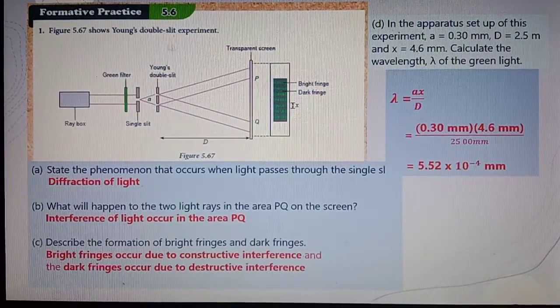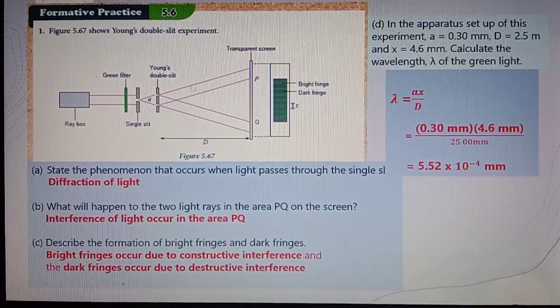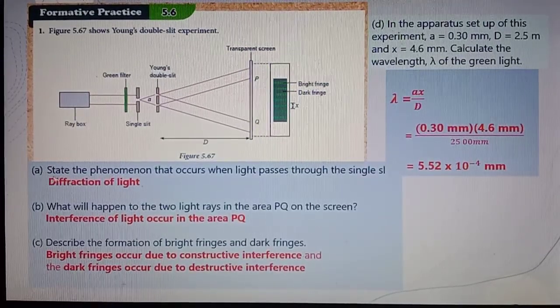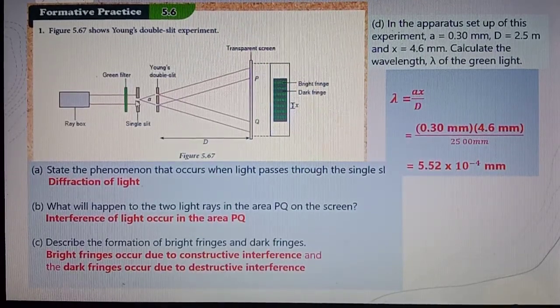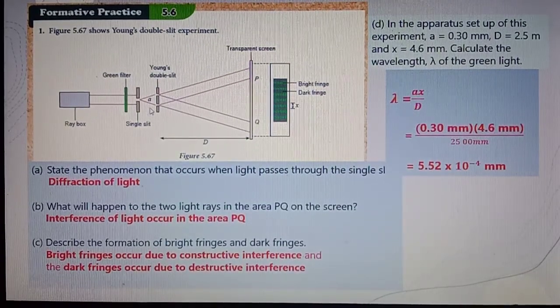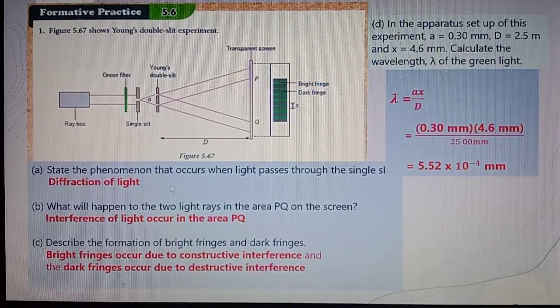Okay, so formative practice 5.6. You can try first before you check the answer. For this question, Young double slit. A, state the phenomenon that occurs when light passes through the single slit. This is a single slit, this is a double slit. When it passes through the single slit first, this one is like a gap. So what happens? Diffraction of light. And then the light that diffracts passes through the two slits, and interference of light occurs.